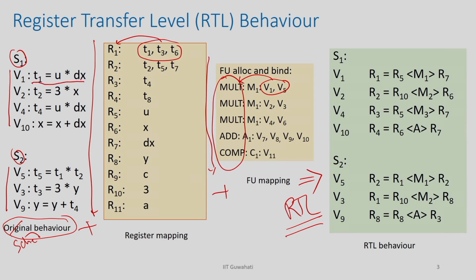So, what T1 stored in the hardware is R1, so I can replace this by R1. This U stored in R5, so I can replace this by R5. dx stored in R7, so I can replace this by R7. And this operation 1 is mapped to the operation mult 1, so I can replace this multiplier by mul 1, right. So, this is my register transfer level behavior.